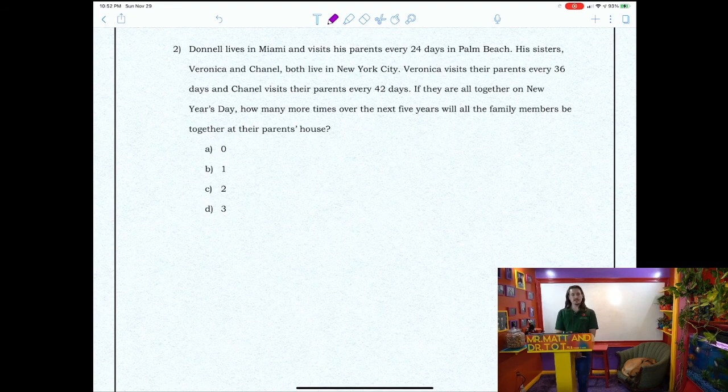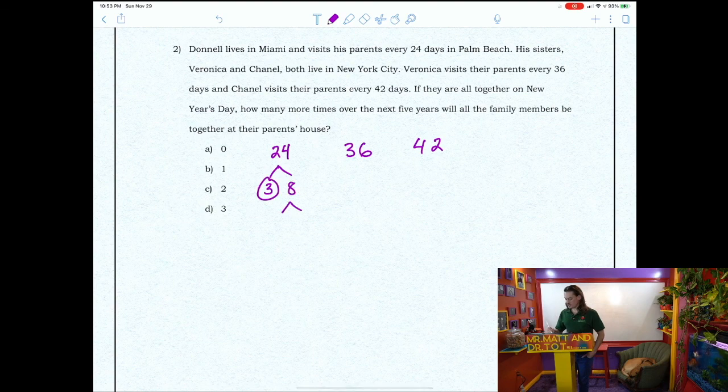So again, if we find the LCM of these individual rates of visitation, we'll find the rate of simultaneous visitation, or the rate at which all family members are together at their parents' house. So we're going to factorize the individual rates of 24, 36, and 42. So 24 breaks down into 3 times 8. 3 is prime, but 8 breaks down into 2 times 4, and 4 breaks down into 2 times 2.